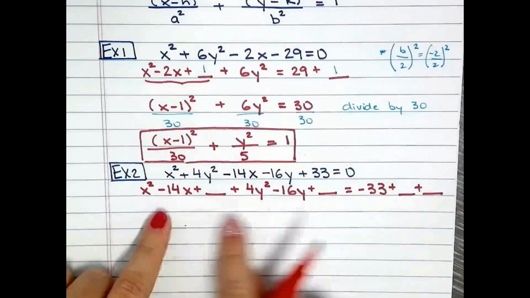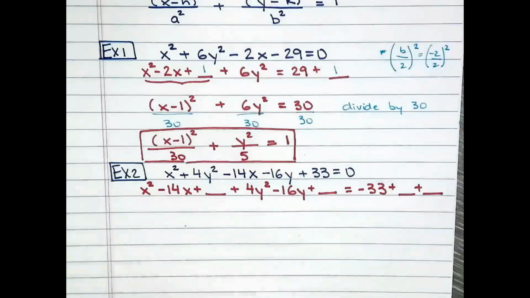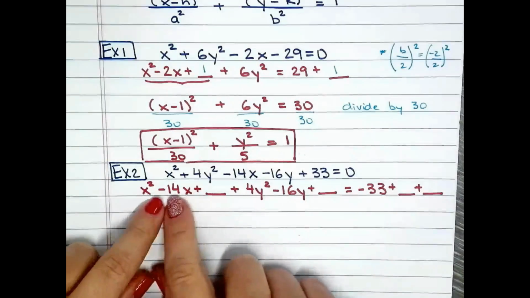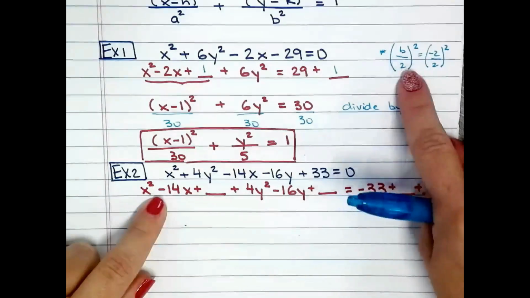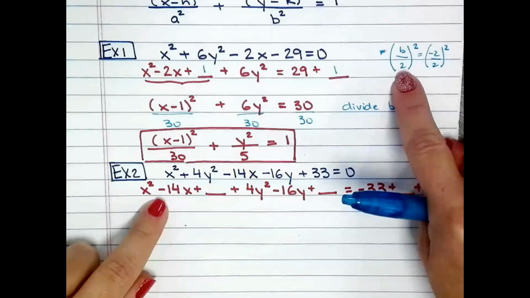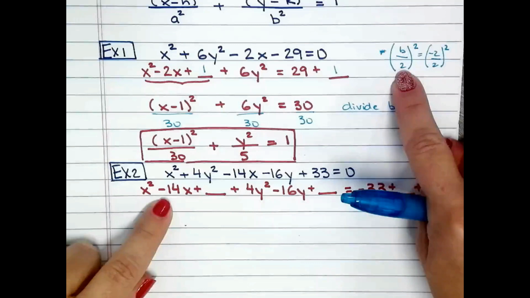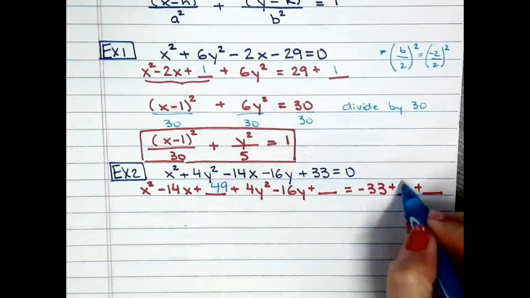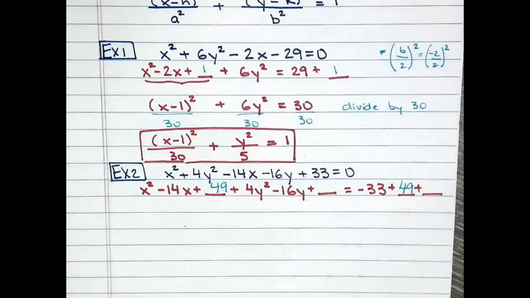Okay, this one is easy because I just do the same thing that I did here. You get b divided by 2, so b is -14. -14 divided by 2 is -7. -7 squared is 49. So 49 here, 49 there.